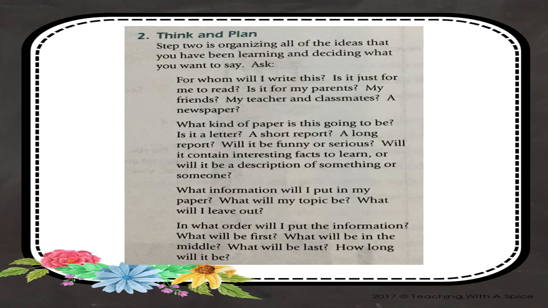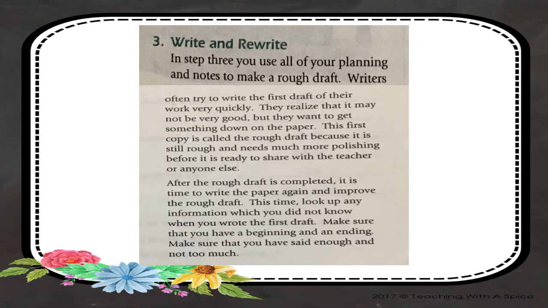So after you've read, decide how you're going to write it, what you're going to include, all of those things. Then number 3. Write and rewrite. So in step 3, you use all of your planning and notes to make a rough draft. The very first thing that you write is your rough draft. Writers often try to write the first draft of their work very quickly. So you just want to get all of your writing out.